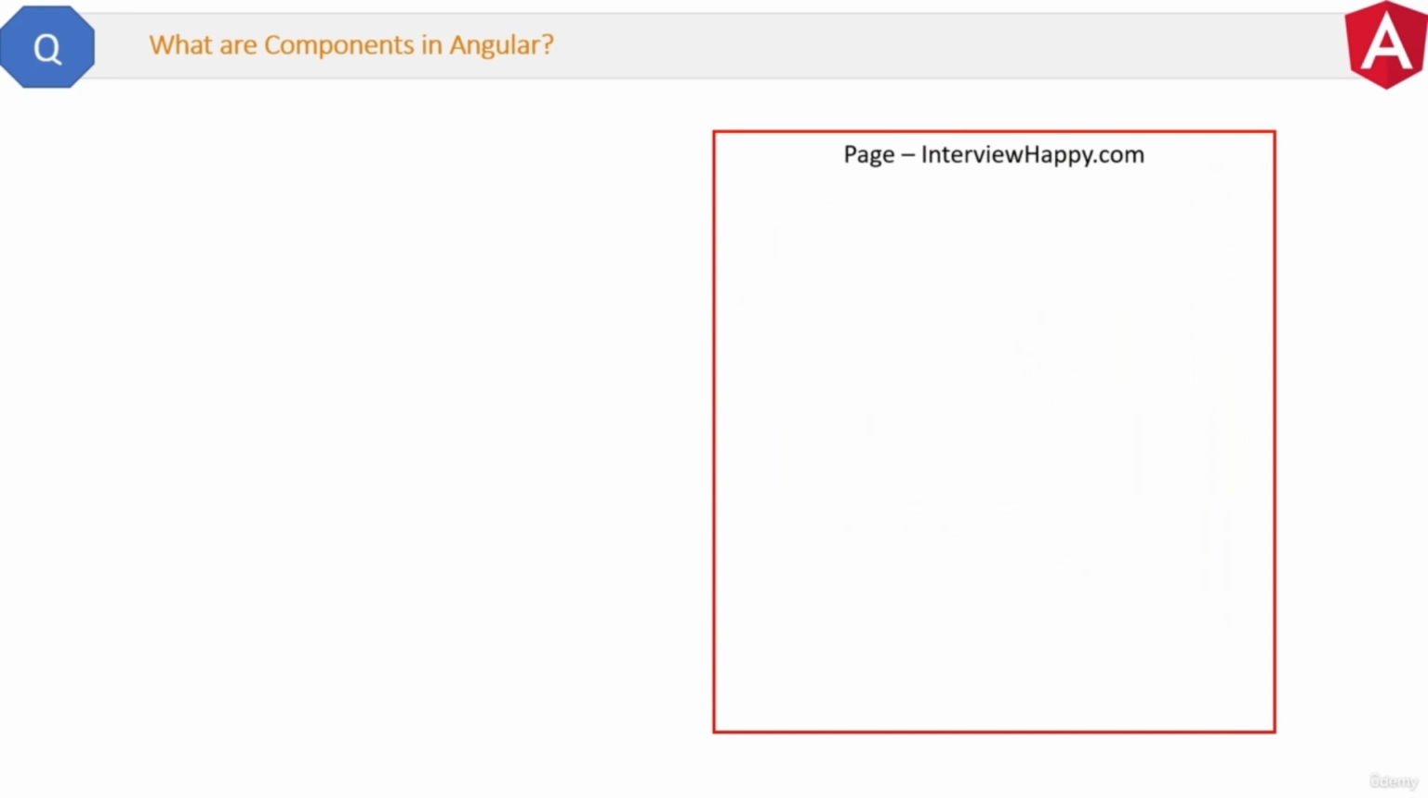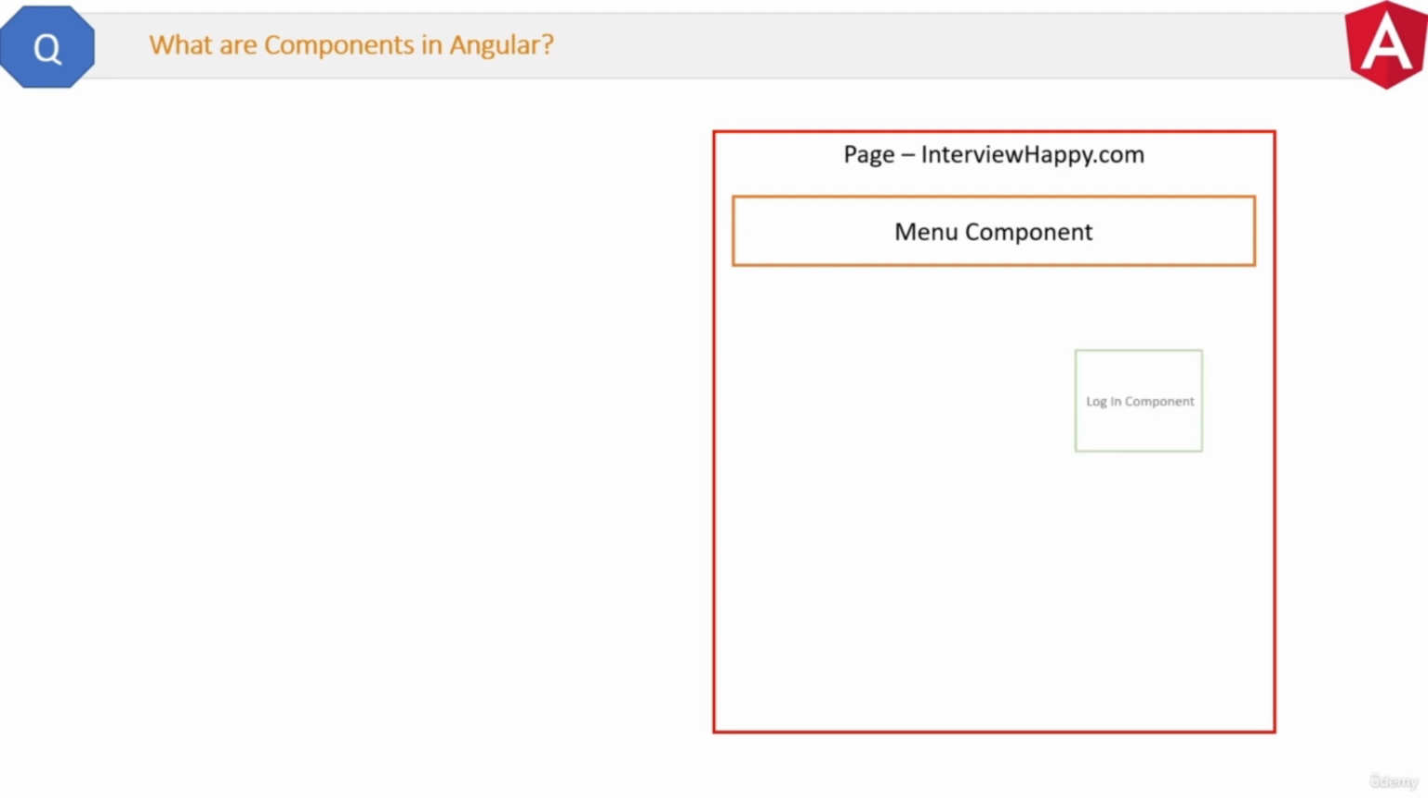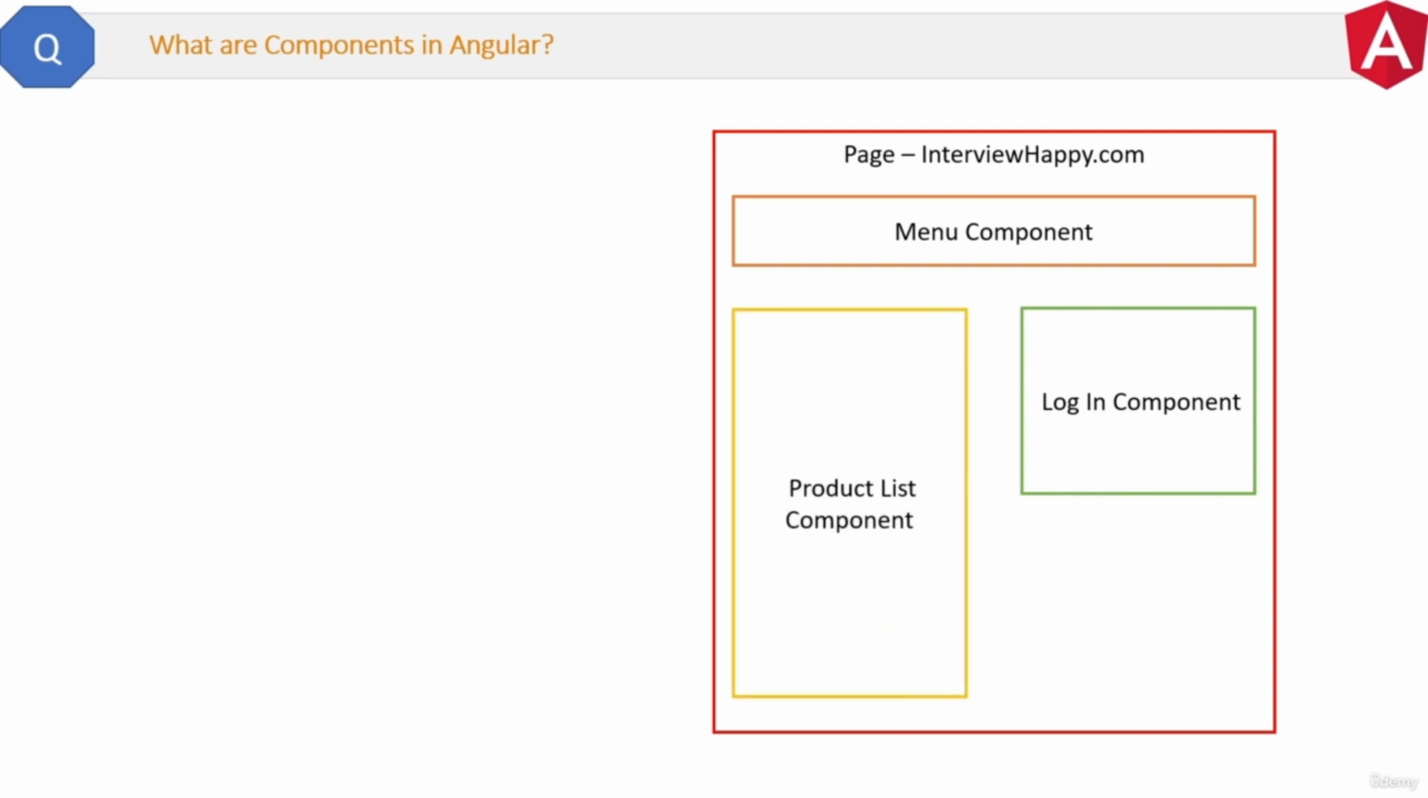Now here we will have a menu component where all the menu items are present, a login component where the user can enter username and password, then a product list component where all the products are displayed. So this is the idea of the component. In a single page there can be many components, and based on the request the components will be updated. So the page will remain the same but the components will be replaced or refreshed from time to time.